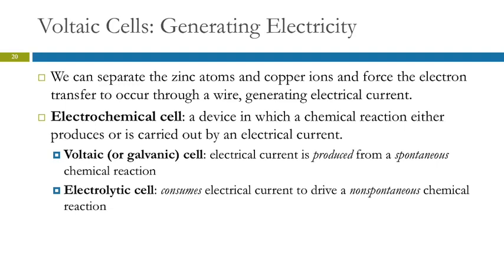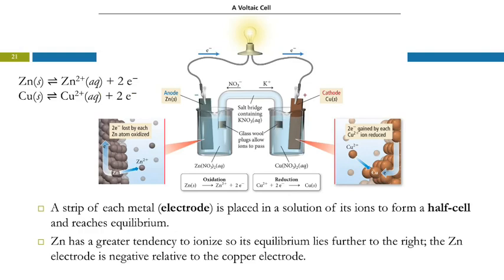So a voltaic cell, also called a galvanic cell, is when electrical current is produced from a spontaneous chemical reaction. An electrolytic cell is where you use electrical current to drive a non-spontaneous chemical reaction. Okay. Galvanic, voltaic versus electrolytic. Okay, so here is a schematic of a voltaic cell. This is using the same reaction we were talking about.